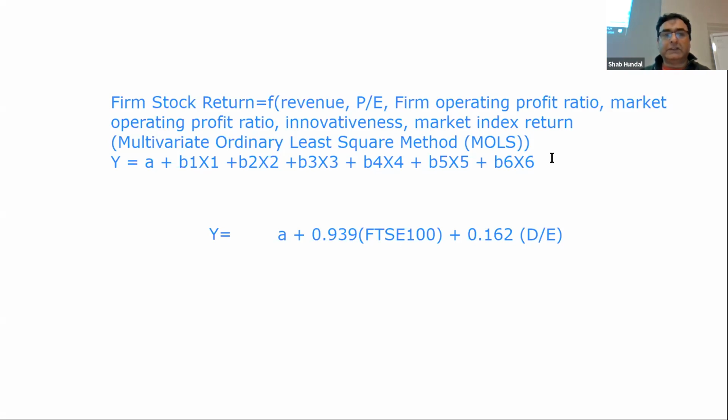Okay, so this is about multivariate ordinary least square regression, basically. If I had only one independent variable, only one x, it would have been called not multivariate, but bivariate. Bi stands for two variables, one dependent, one independent. But if you have more than one independent variable, then we call it multivariate regression.